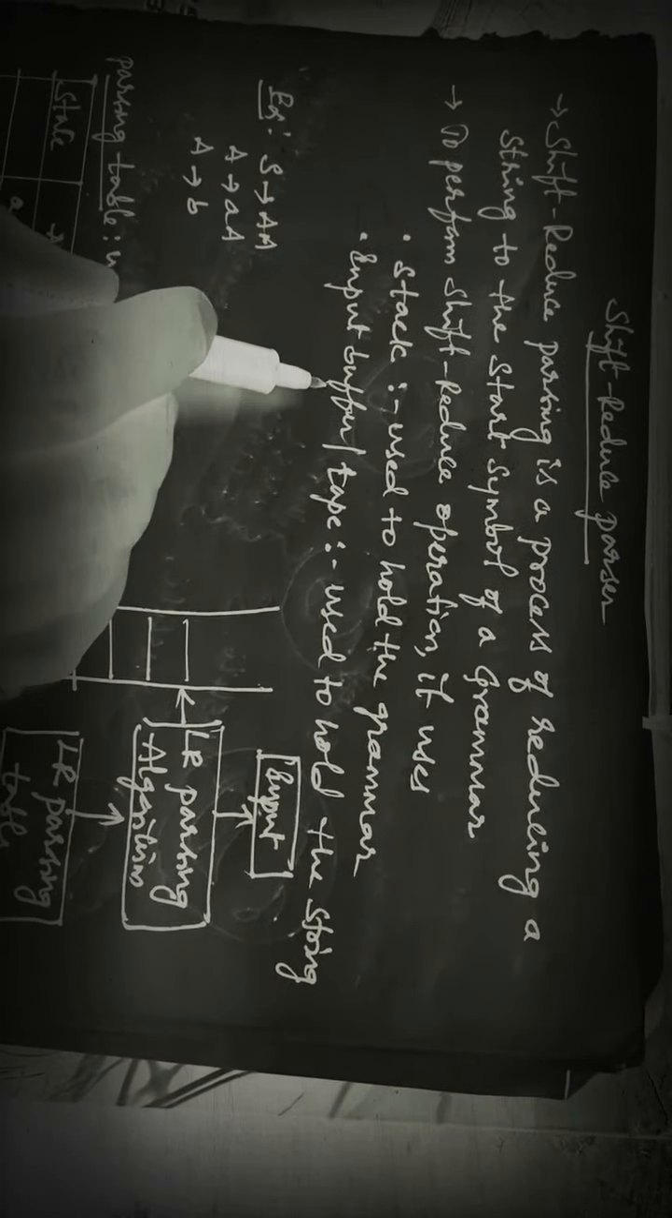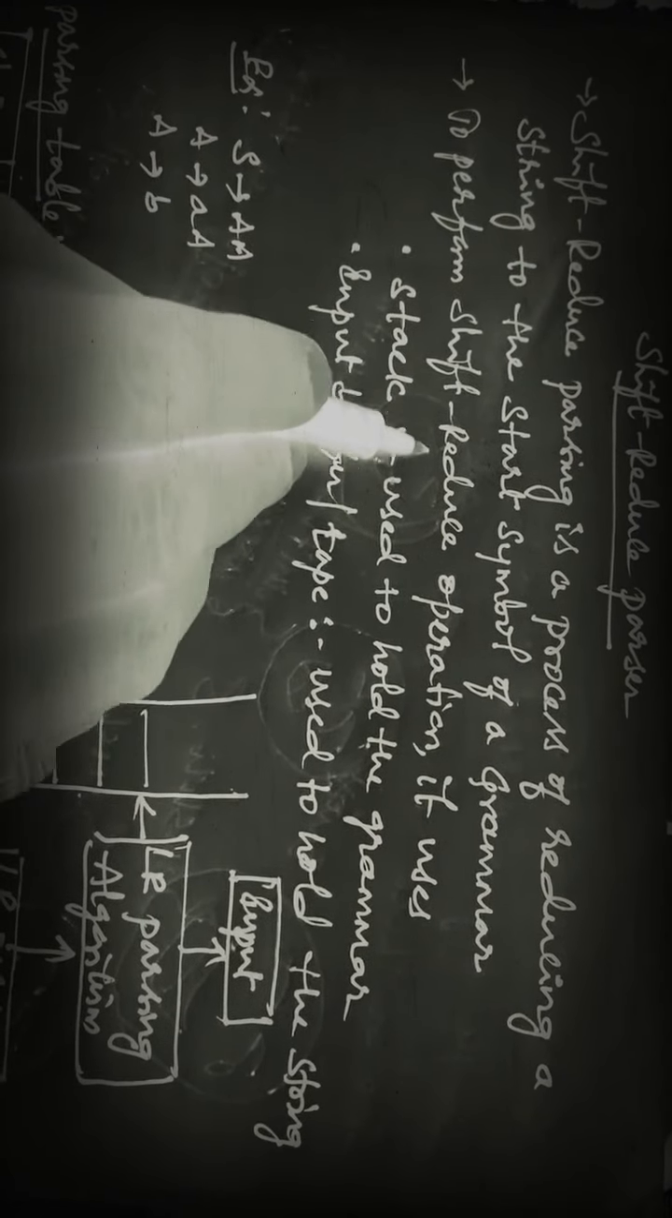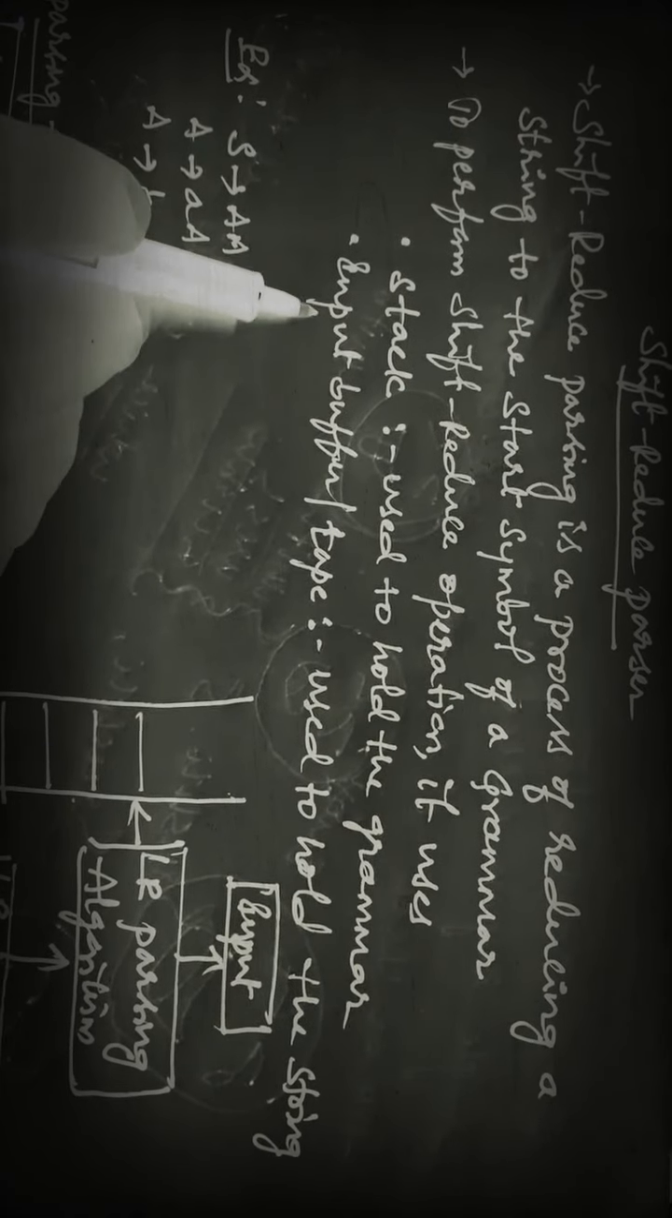Hello everyone, welcome back. In this video we discuss the shift reduce parser. Shift reduce parsing is a process of reducing a string to the start symbol of a grammar. It means that from the given string we are reducing to the root node or start symbol. To perform this shift reduce operation, it uses a stack and an input buffer.